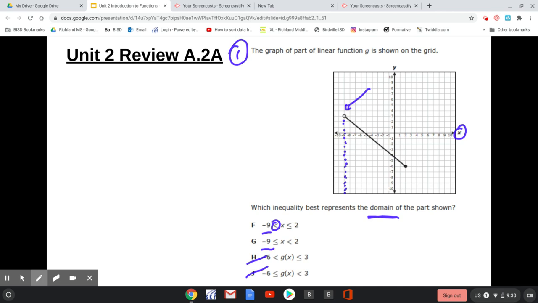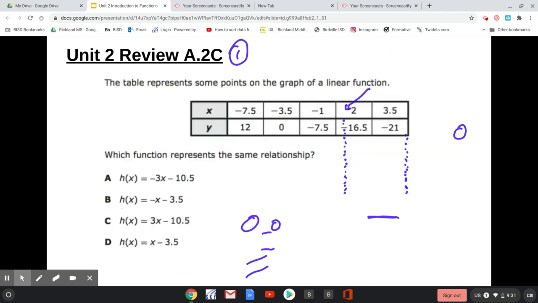And we can see this one hits at 2. So therefore your answer is F, because they have the symbol switched on G. Okay? Let's look at the next one.